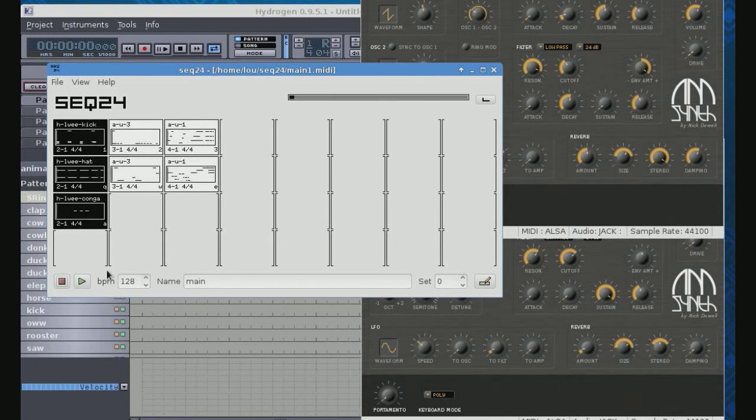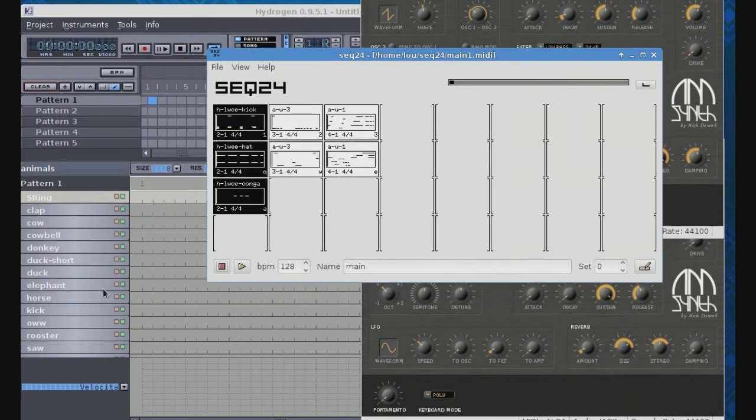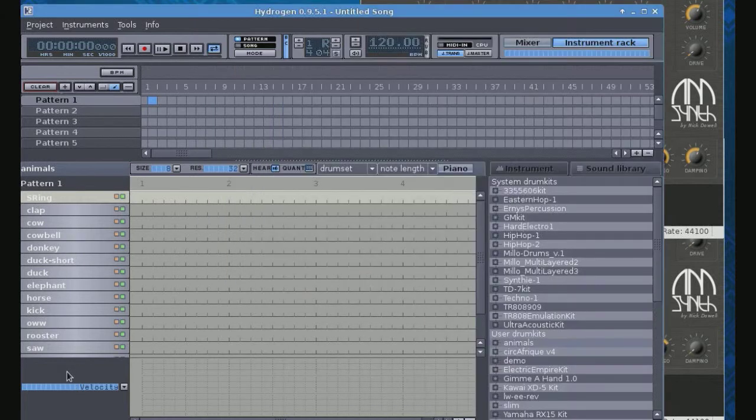Whoa, Commander, you say. That doesn't sound anything like last week. You're absolutely right, it doesn't. And the reason is, the one thing you've got to keep in mind is that seq24 keeps the patterns, and it knows it wants to hook to Hydrogen, but it doesn't keep the drum pattern. So if you look back here in Hydrogen, we happen to have an animal's drum pattern that I made for my grandkids. And that's not the one we wanted. We were using this one last week.